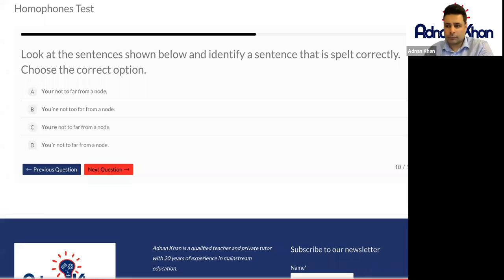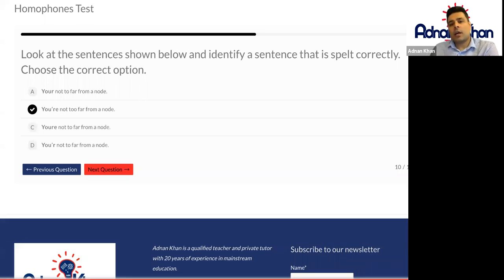Is it B? Why do you think it's B? Because the apostrophe makes it you are not too far from a node. The rest don't make sense. Yeah, absolutely. So again, we're doing your, and you're. And the B option that you've chosen is short for you are not too far from a node. So the entire sentence in that context makes sense.